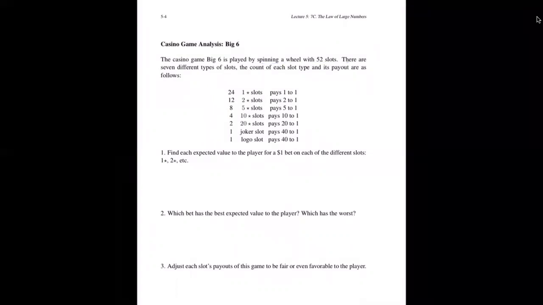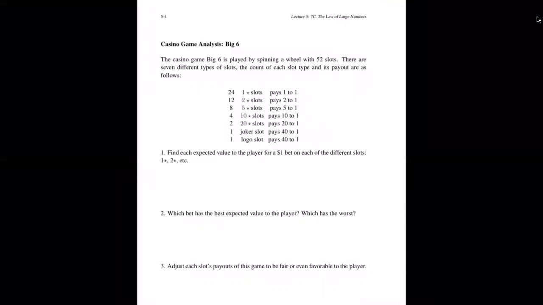A 1-star slot pays 1 to 1. In other words, if you put $1 down, you're going to get $1 back on that 1-star slot. If you put $10 down, you'll get paid $10 on that 1-star slot if the wheel lands on a 1-star slot. There are 24 of those, and it only pays 1 to 1.